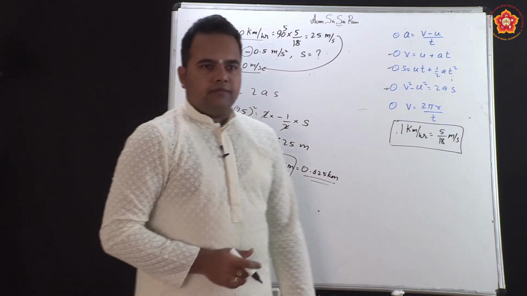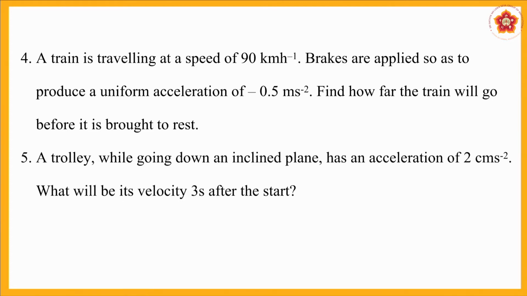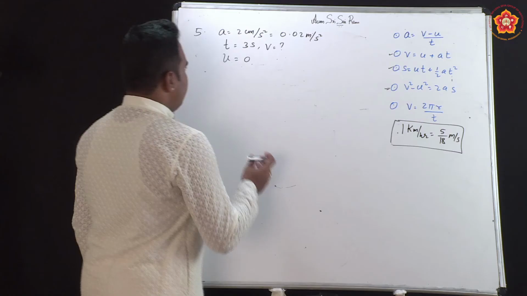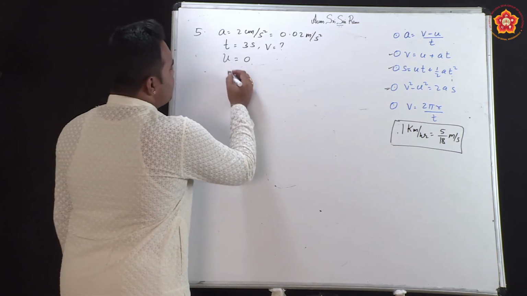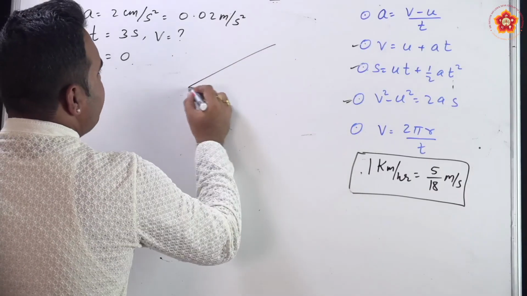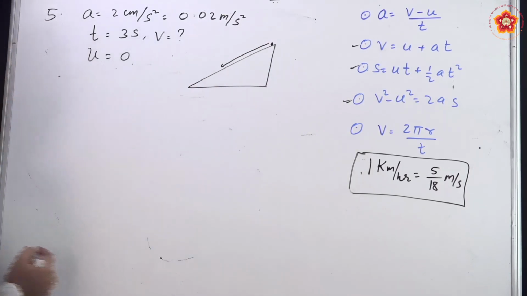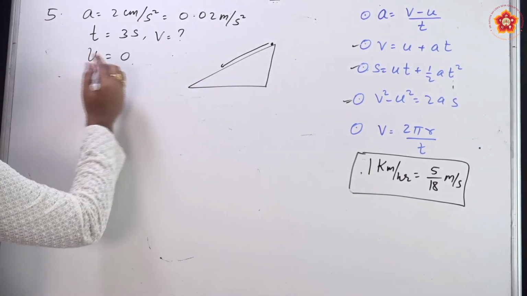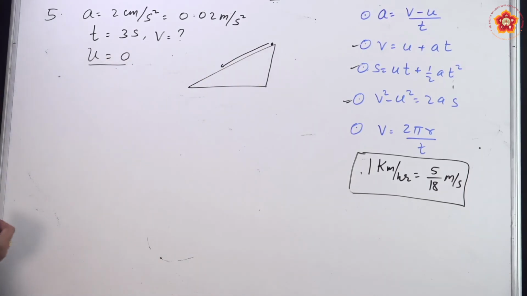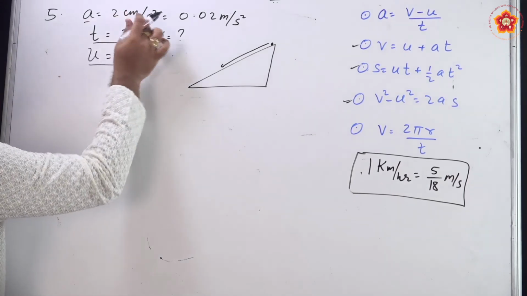Let us see the next one. The question goes thus: a trolley while going down an inclined plane has an acceleration of 2 centimeters per second square. What will be its velocity 3 seconds after the start? So the data given, if we look at the question carefully, a body is starting and moving down an inclined plane. For your reference, to imagine, it started somewhere from here and is travelling down an inclined plane. The object starts from rest, so initial velocity is 0, the time taken to travel is 3 seconds and the acceleration is 2 centimeters per second square.